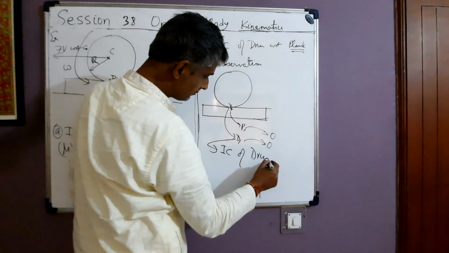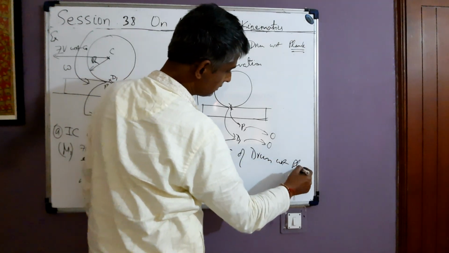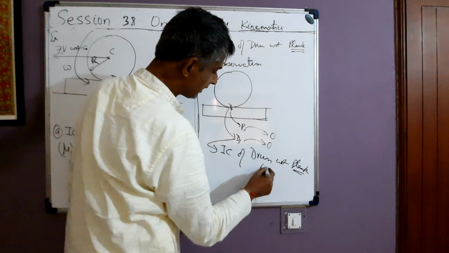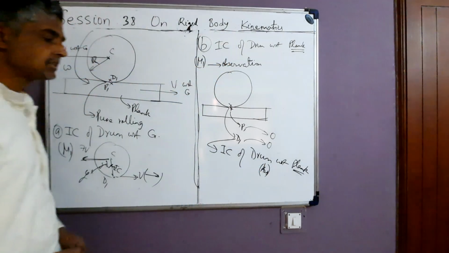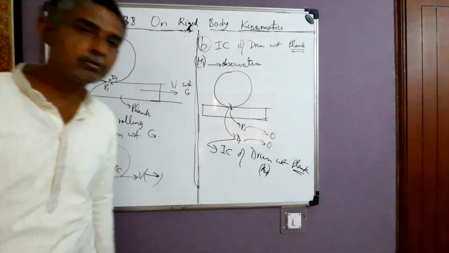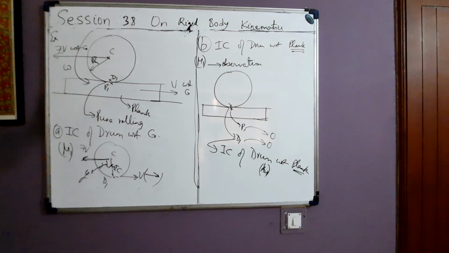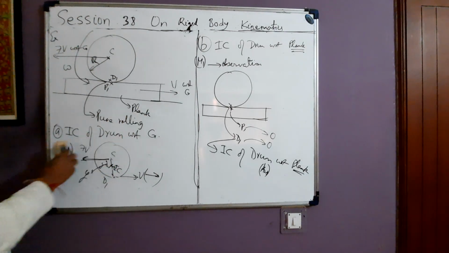The IC of drum with respect to plank is D1. This is the one answer which we have obtained already.